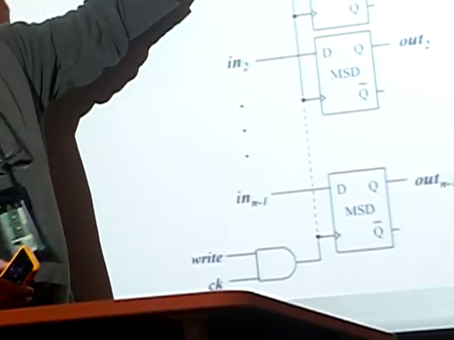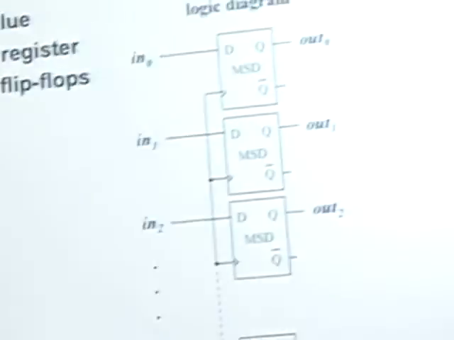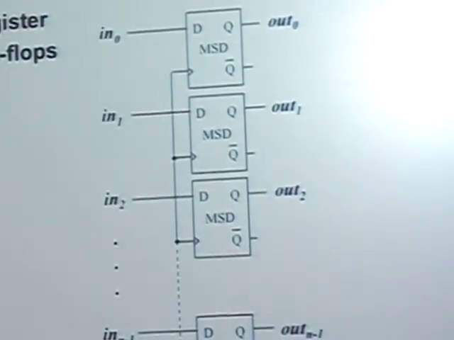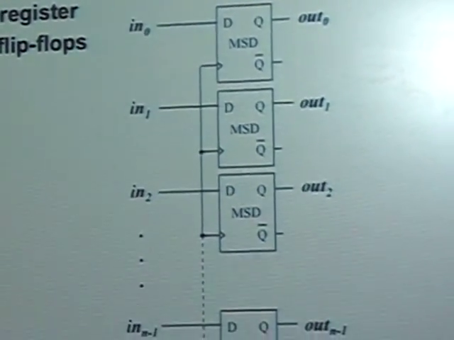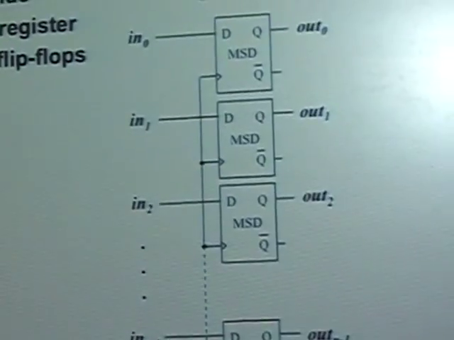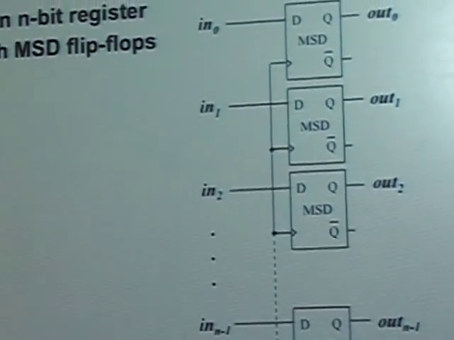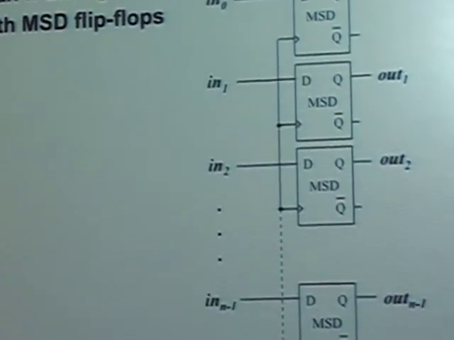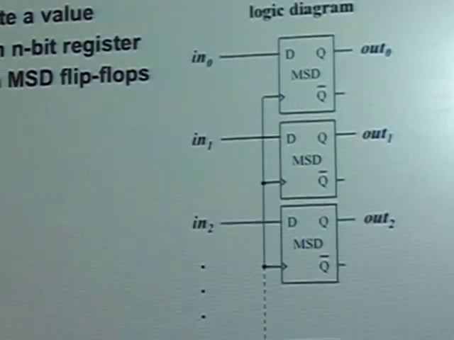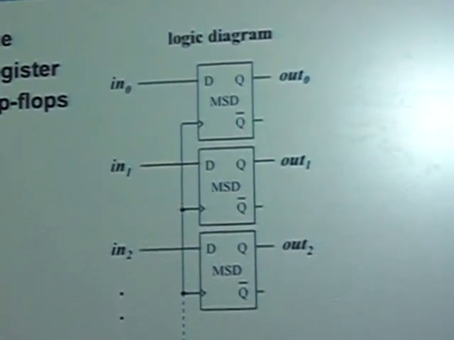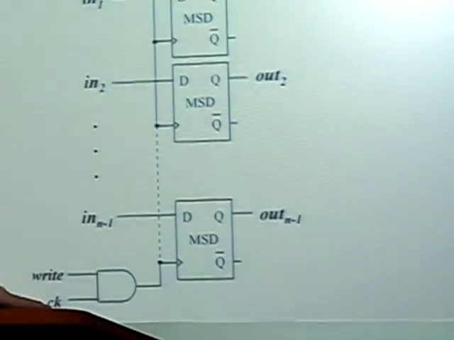Here's the inputs. Input 0, input 1, all the way down to input N. So this is one. How wide do we need our registers to be? 64 bits. So there would be 64 D flip-flops. Okay, and that's one register. Right. 64 D flip-flops. And look at the way they're controlled. I've got a write signal here and a clock signal here.